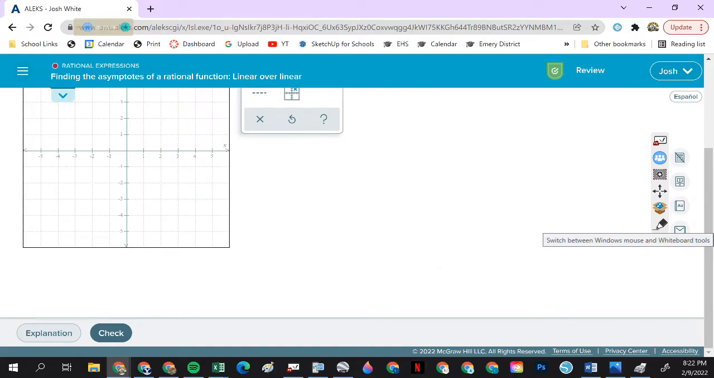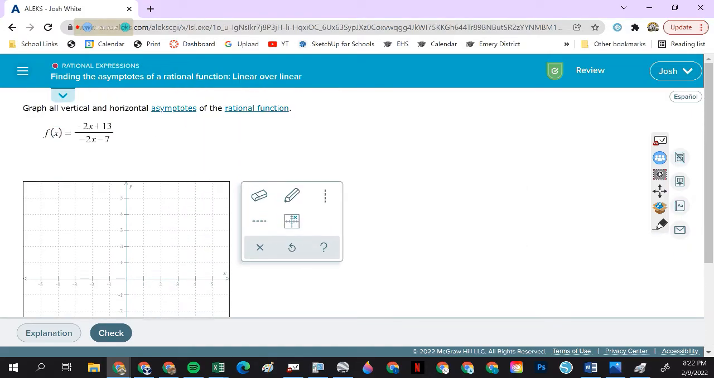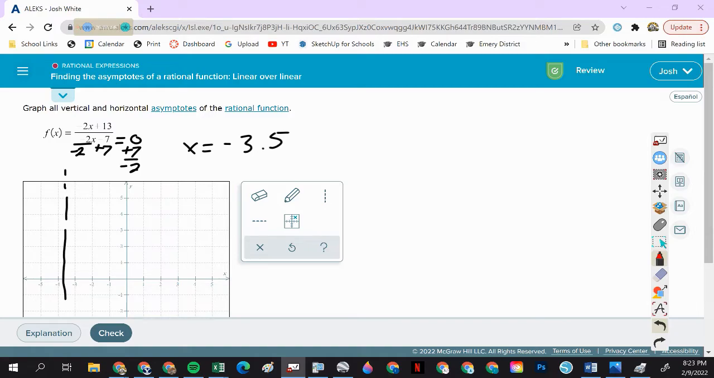Same idea. Find the vertical and horizontal asymptotes. So I set the bottom equal to 0, add 7, and divide by negative 2. So x equals, what is that, negative 3.5. I have a VA at negative 3.5.